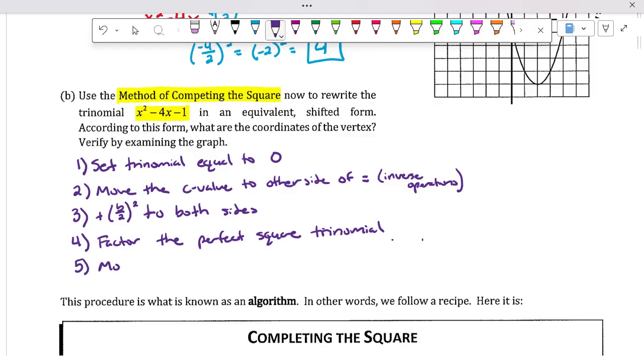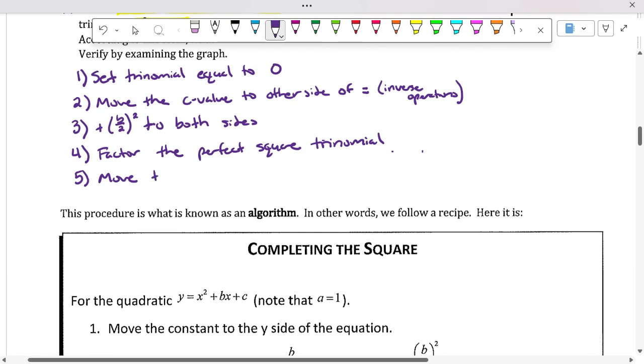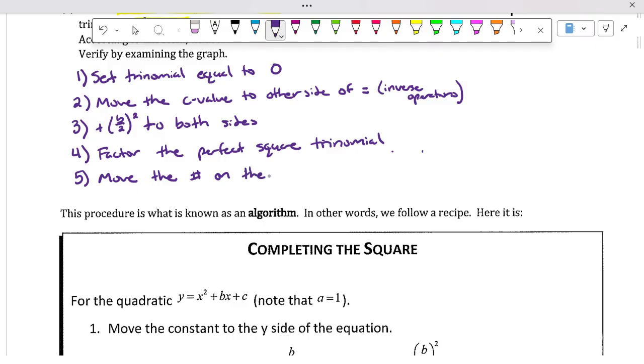And finally, move the number on the right of the equal sign over to the left. Again, inverse operations. Meaning you're going to add if it was originally negative, subtract if it was originally positive.